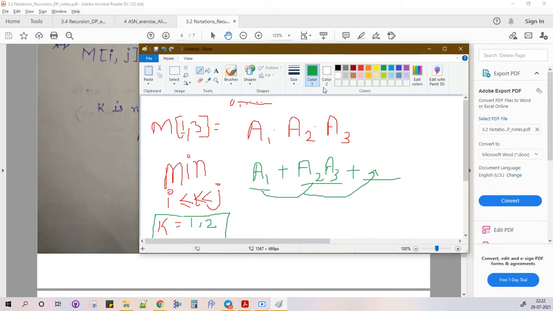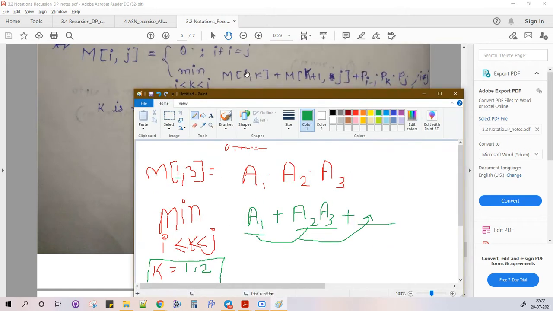And what happens if k equals 2? If k equals 2, it would be nothing but M of ij, where i is 1 already, and j is 3.